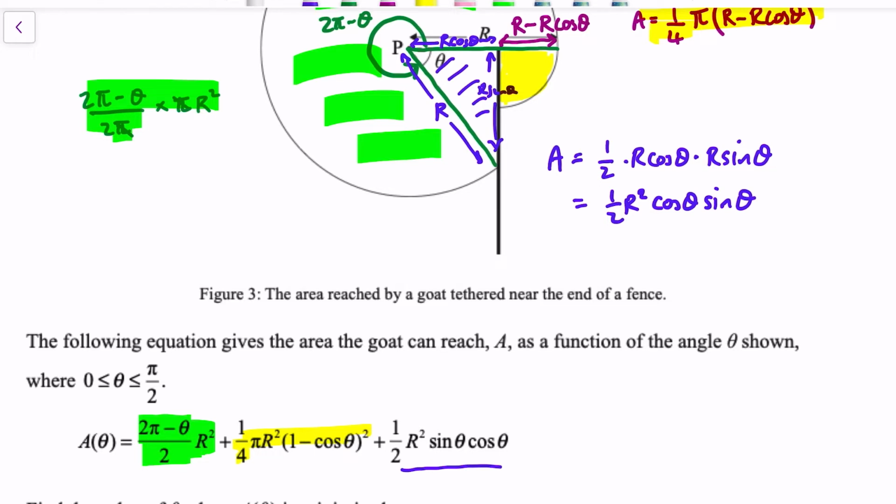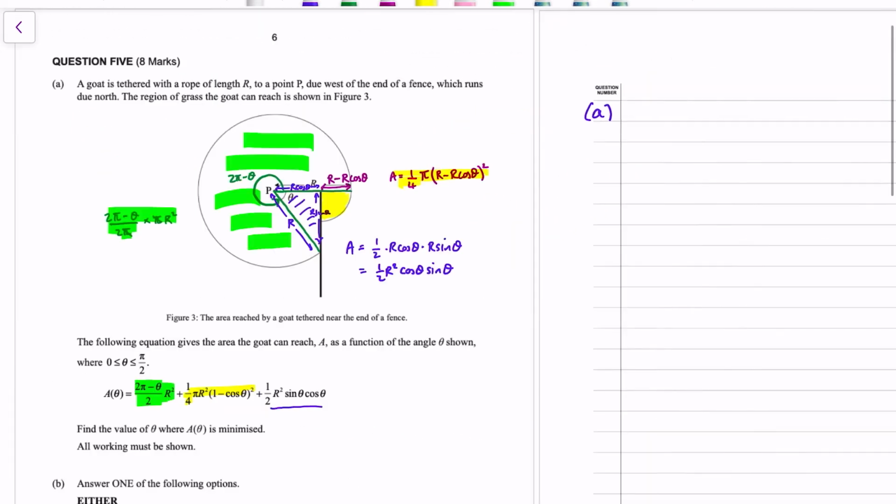Okay, so that's how the function itself is derived, but they've just given you the function and said find the value of theta where the area is minimized, so where the goat has the least amount of grass to be able to graze. So we need to differentiate this and make it equal to 0. And that's where we will start.